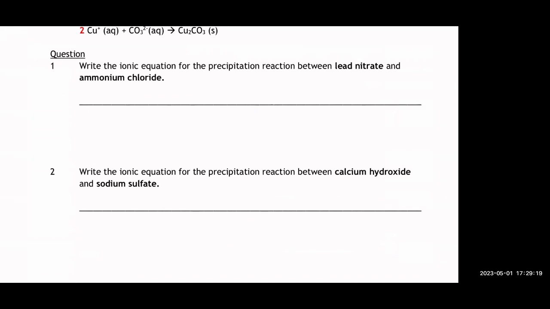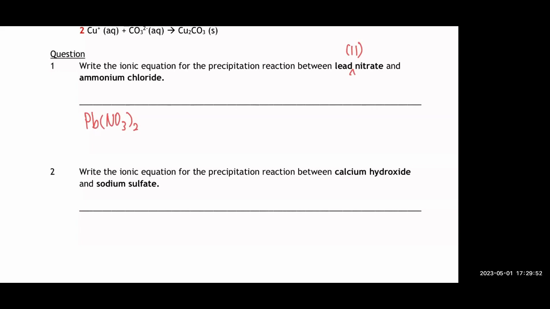Lead nitrate and ammonium chloride. I purposely left space over there so you can use it for your workings. Do you all know what the formula of lead nitrate is first? Formula of lead nitrate. Pb? Is it just like that? Okay, this one I made an error, let me add it in. Lead(II) nitrate, meaning I have Pb2+, so therefore I need 2 nitrates.